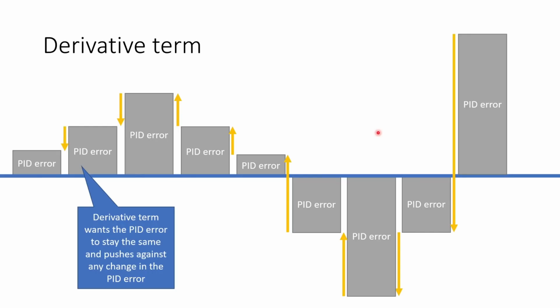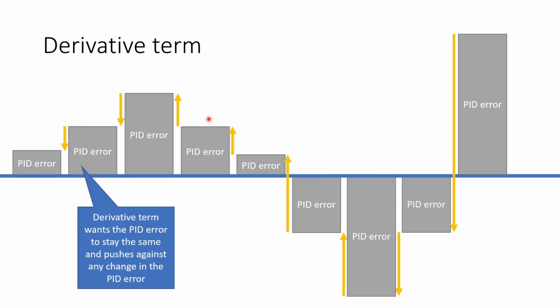Now the derivative term is a little bit different because all the derivative term wants is for the PID error to stay the same from 1 minute to the next. It doesn't want it to be 0, it just wants it to stay the same. So if the PID error increases, the derivative term doesn't like that because it wants the PID error to stay the same. So it acts to try and stop the PID error increasing. But if the PID error starts to decrease, the derivative term doesn't like that either. It wants the PID error to stay the same. So it's pushing back against the PID error decreasing.